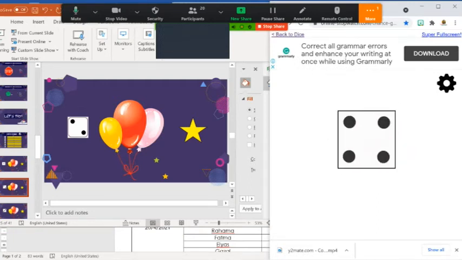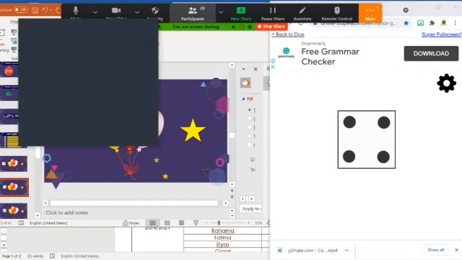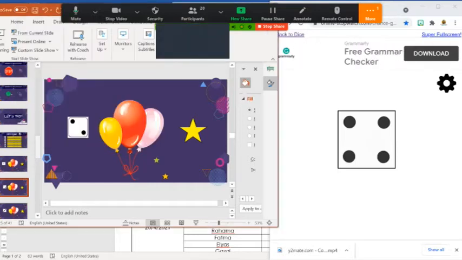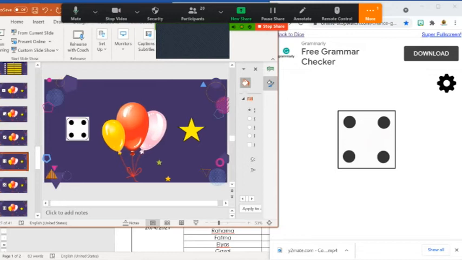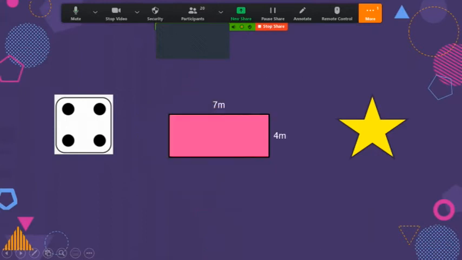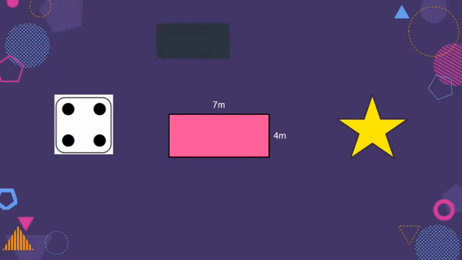Okay, number 4. Who wants to answer? Okay, Janan. Here's your question, Janan. So we've got number 4. Let me check question number 4. Okay, Janan, here's your question. What's the perimeter of this rectangle? Janan, turn on your mic.